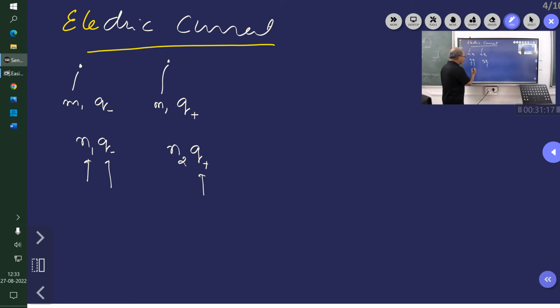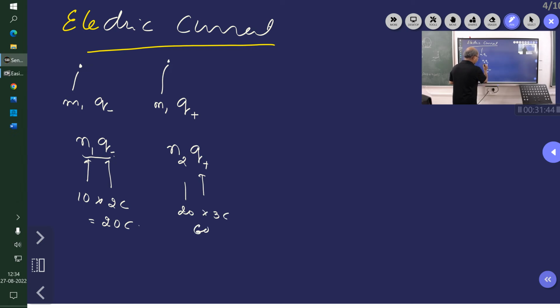Now, supposing the value of charge Q minus is 2 coulombs, and N1 is, say, 10. So 10 into 2 coulombs gives you 20 coulombs. Similarly, supposing N2 is 20, and charge Q plus is around 3 coulombs. So 20 into 3 coulombs, N2 into Q plus, gives you 60 coulombs of positive charge. This is 20 coulombs of negative charge, and this is 60 coulombs of positive charge. Okay, I made myself clear.